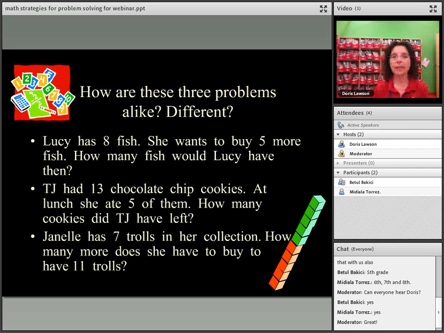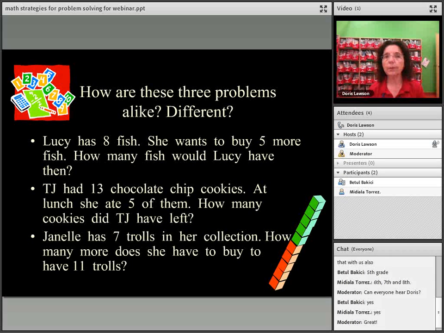Lucy has 8 fish. She wants to buy 5 more. How many fish would Lucy have then? And then TJ has 13 chocolate chip cookies. At lunch, he ate 5 of them. How many cookies did TJ have left? Janelle has 7 trolls in her collection. How many more does she have to buy to have 11 trolls?